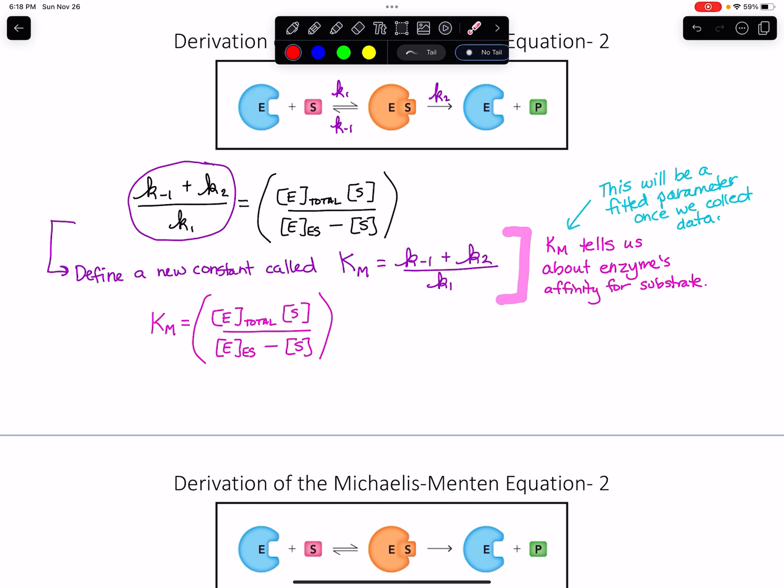Okay, so how we're going to do that is, first, solve for the ES term. And then the second thing we're going to do is define the reaction velocity that we can measure.